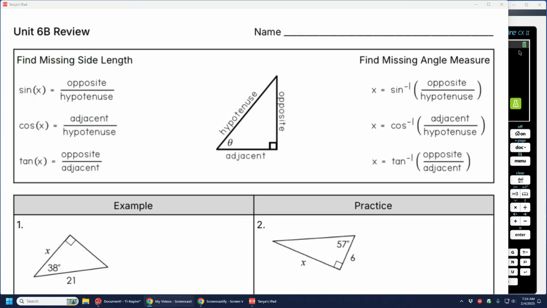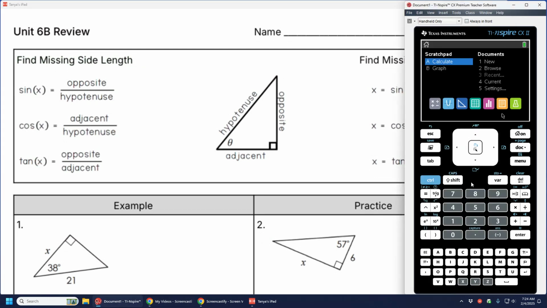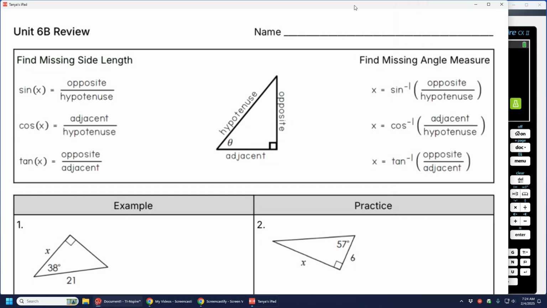Hey everyone, today we're going to do our Unit 6B review over trigonometry, finding missing side lengths and angle measures of right triangles. For this review, for the whole thing, you are going to need your calculator, so I have mine here. And we need to know these three ratios.